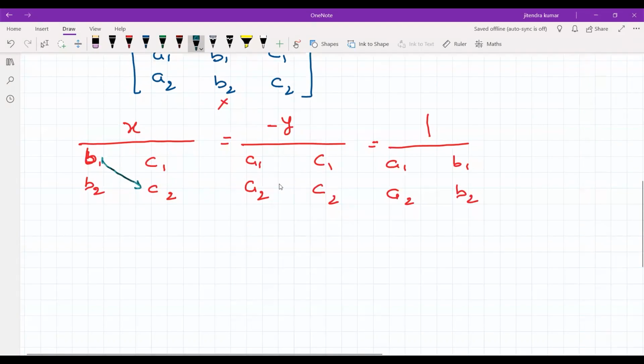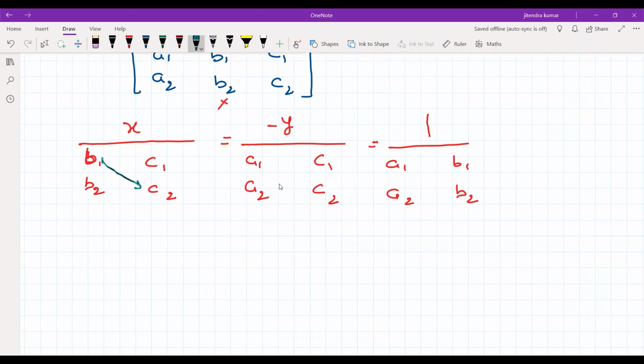It will be positive y? No, in case of positive y the formula is different, so I'm writing here negative y. If you take positive y, then the formula will be different.